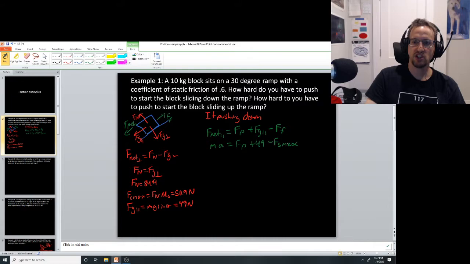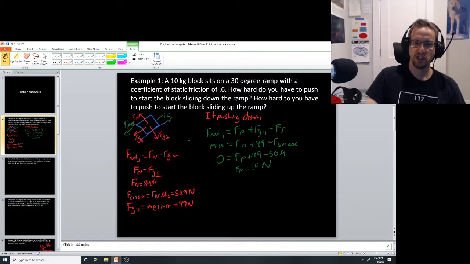All right, because we want it to just start sliding down, we have to push it so much that the static friction is overcome, and the maximum it can be is this. And again, we can even say here what the acceleration is. We want this acceleration to be just more than 0, so let's call it 0. This is the absolute minimum it can be. So FP plus 49 minus 50.9. And the answer for the force push is 1.9 newtons.